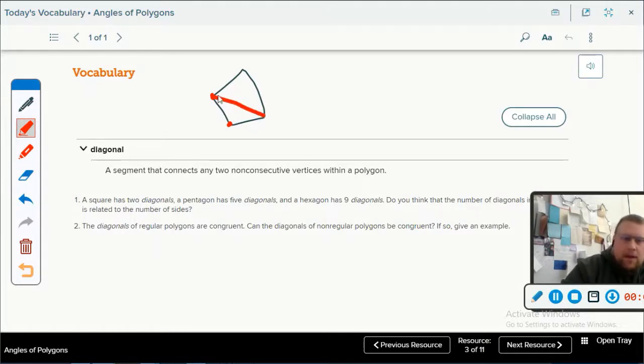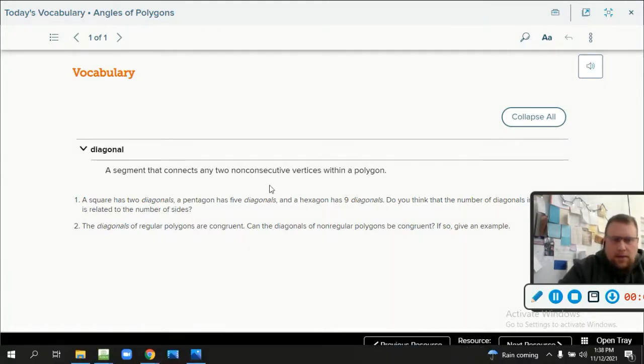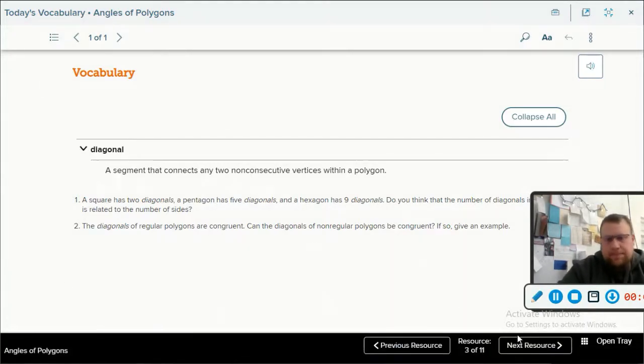Okay? So the red is a diagonal. Let me get a different color. Green is not. So this is not a diagonal. That's just a side, right? The other one's an actual diagonal. Okay. All right. Write that down and let's move on.